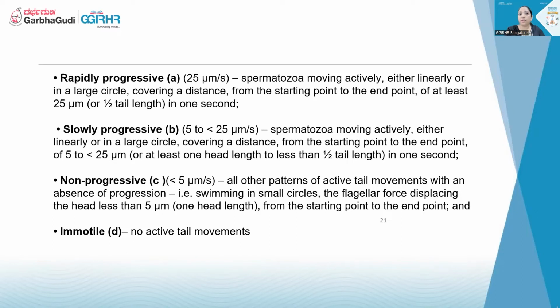The flagella movement there is not much. So these kind of sperms, usually when you are counseling them, for example, for IUI or something like that, these sperms hardly reach the fallopian tube. So what we are looking for is rapidly progressive and slow progressive sperms.